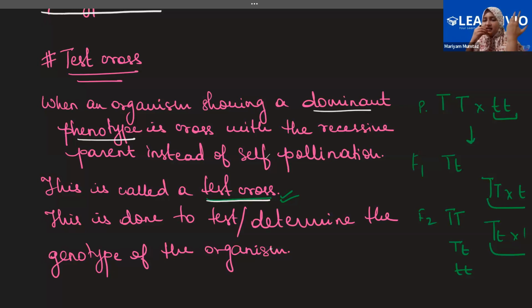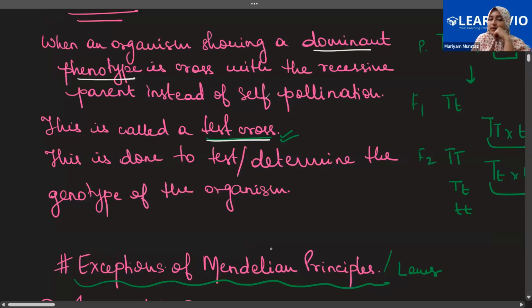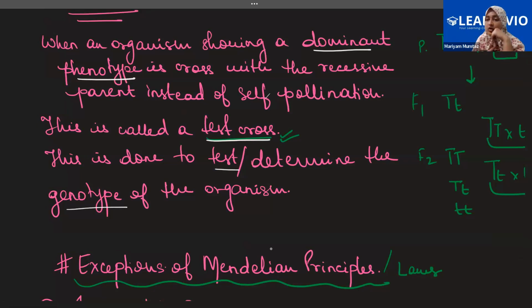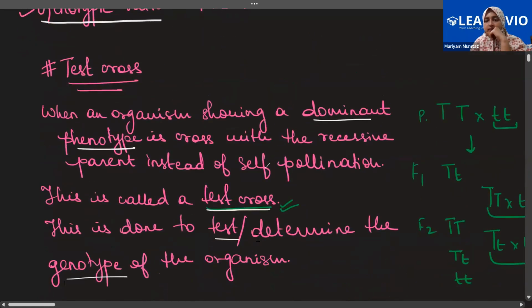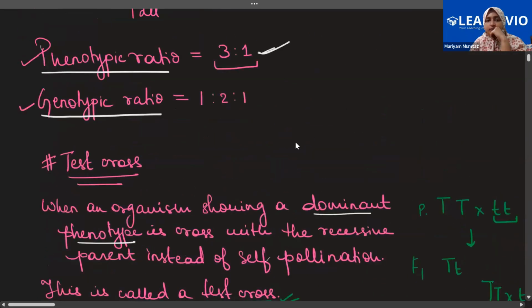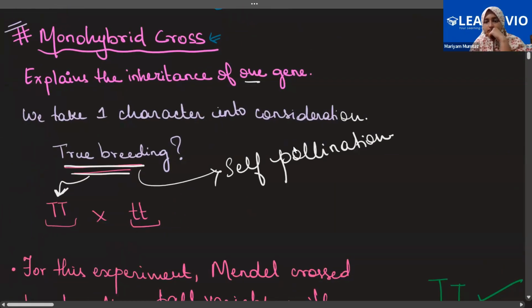Now this is such a bizarre thing, isn't it? One might think, why are we doing this? The reason we do it is to test or determine the genotype of the organism. When we want to find out the genotype, then we do a test cross. Is it clear to everyone? All right, now you can note down, then we'll move forward. You can switch off your cameras and note down.